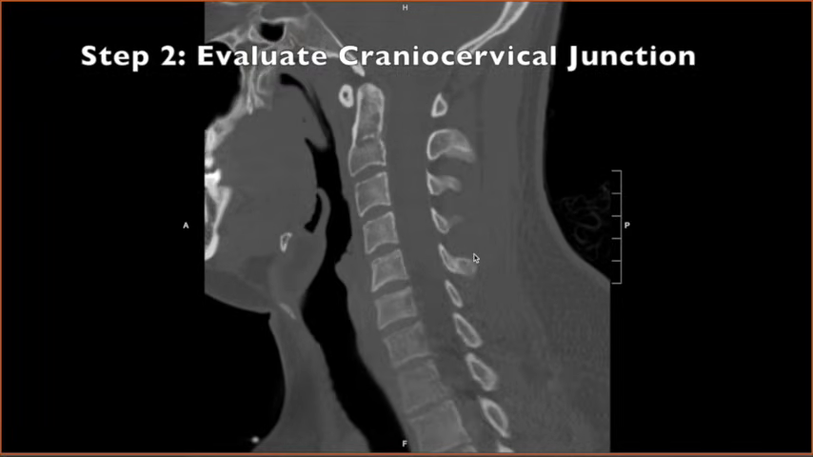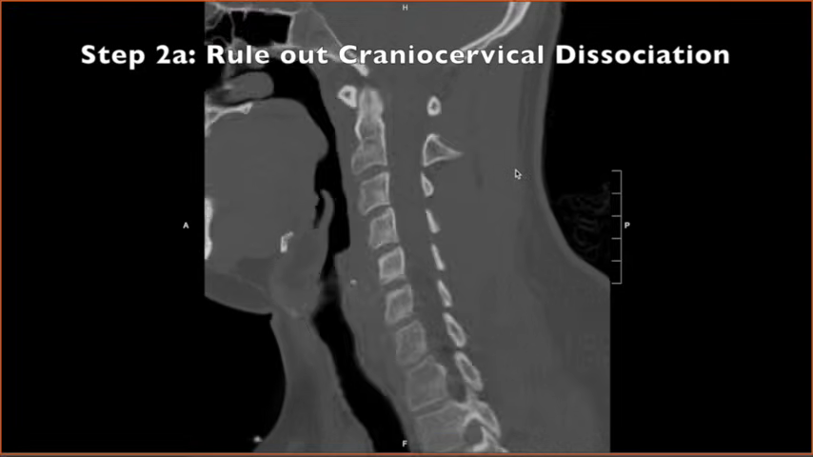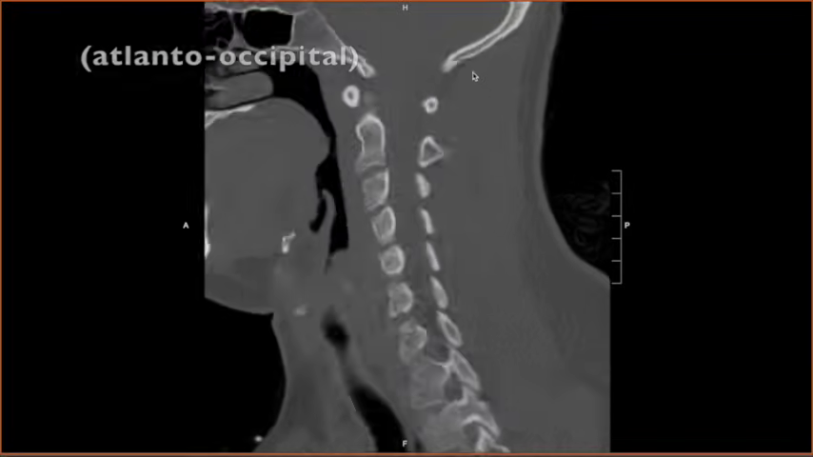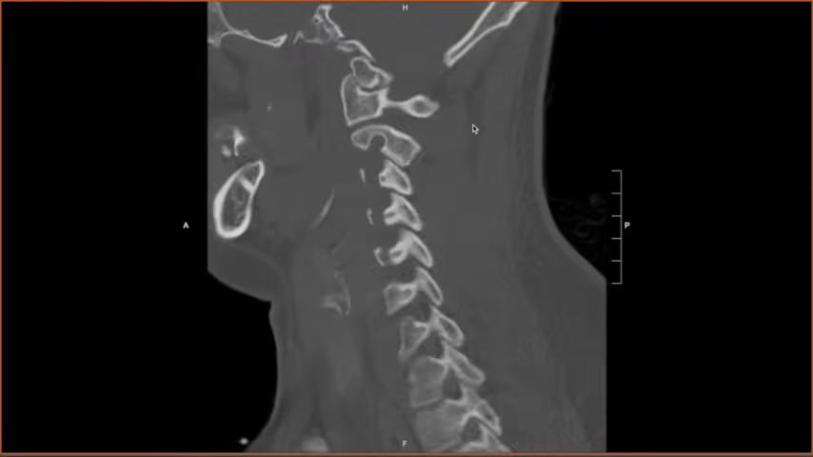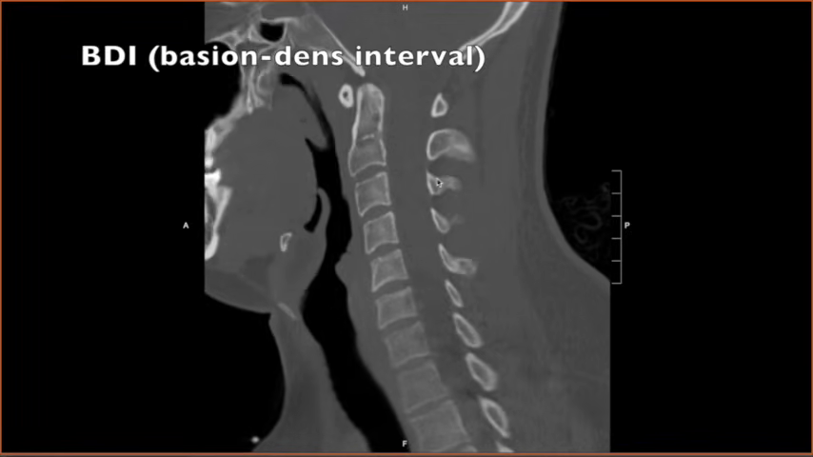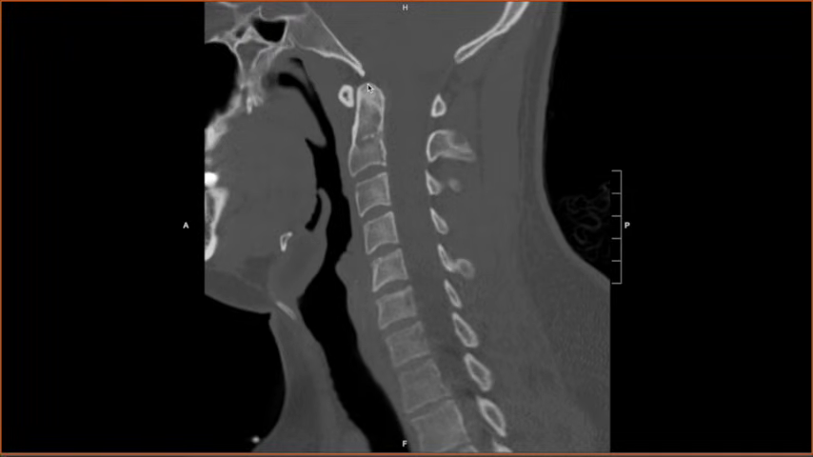Step 2, I evaluate the craniocervical junction very closely. The first part of that is looking specifically for craniocervical dissociation. So I evaluate the atlanto-occipital joints bilaterally. Any step off, any abnormality, subluxation, any widening, I need to comment on it. I then look at the basion-dens interval, or BDI, which is a sensitive sign of craniocervical dissociation. It's this distance here, and it's normal.